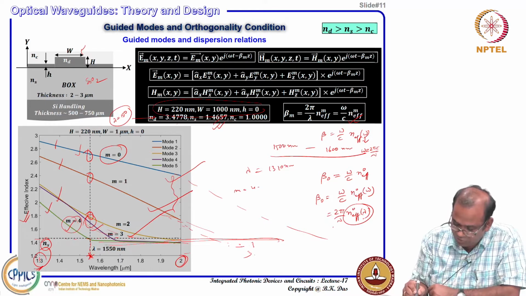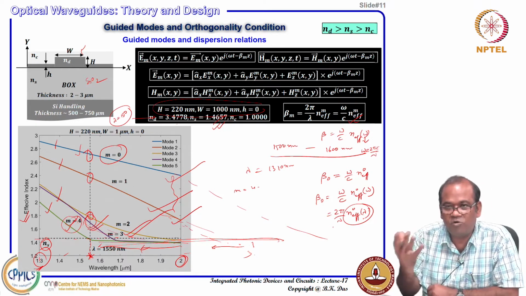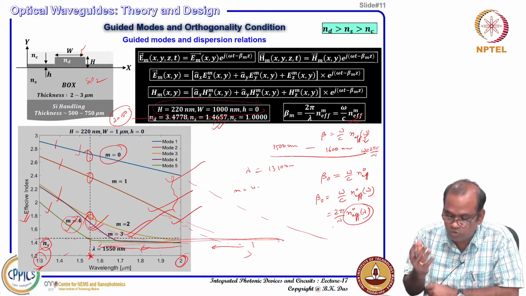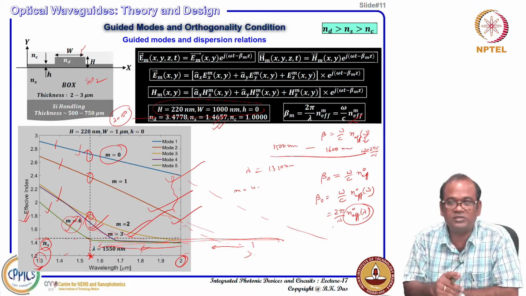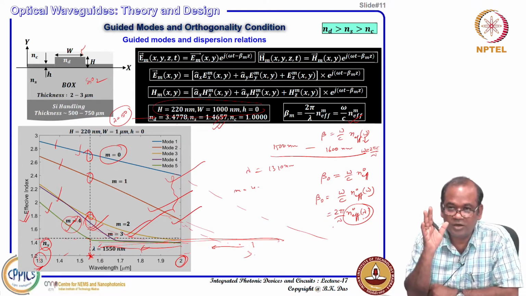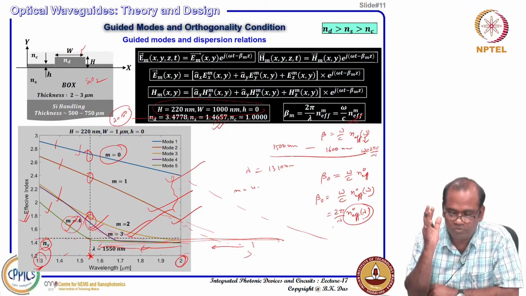But as you reduce your wavelength, more modes will be coming. So, it will become more and more multimode. Choosing the correct waveguide parameters is very important to restrict and control the maximum number of guided modes in the waveguide.